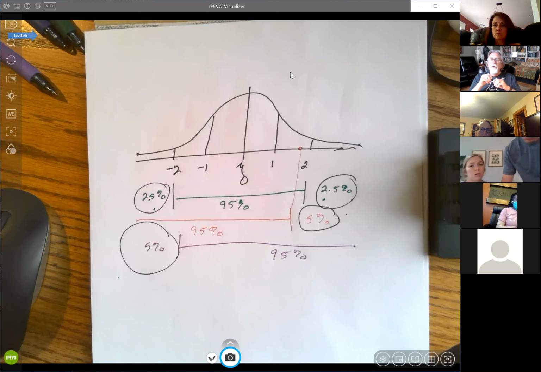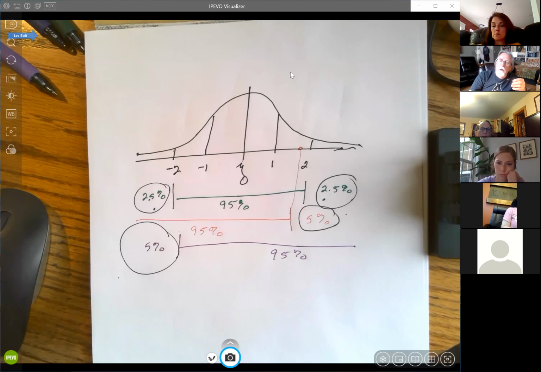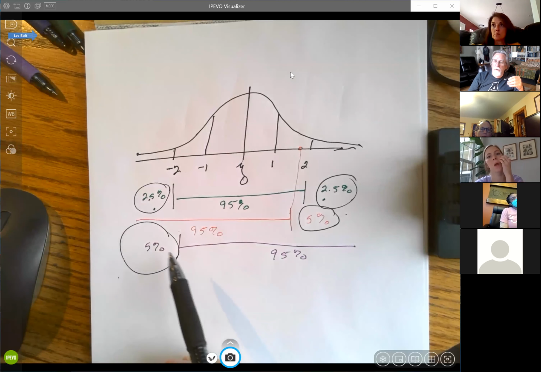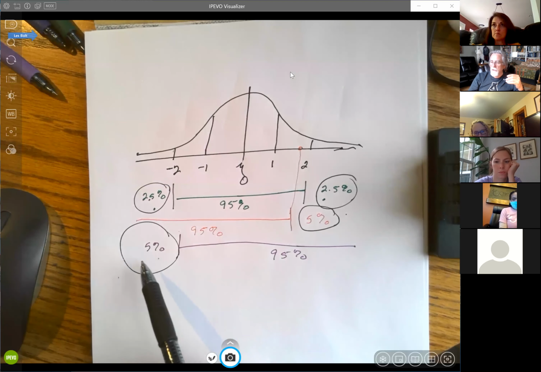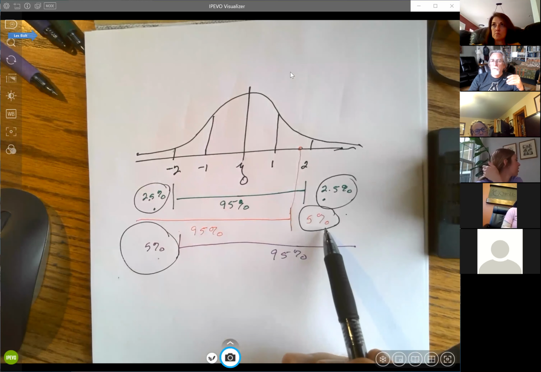If I say, I'm really worried about the students that are not scoring as well, which students scored significantly lower than the rest of the class? Then that becomes a one-tailed test on the left side. Or conversely, if I want to know which students scored significantly higher, then it becomes one-tailed on the high side.